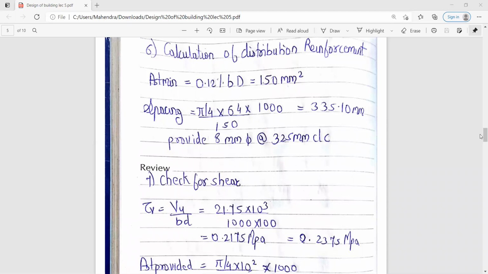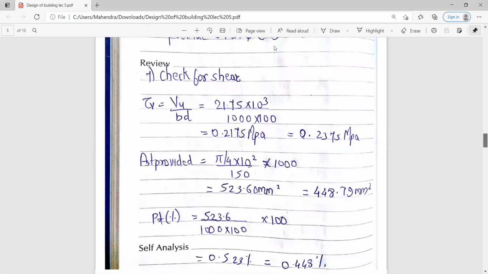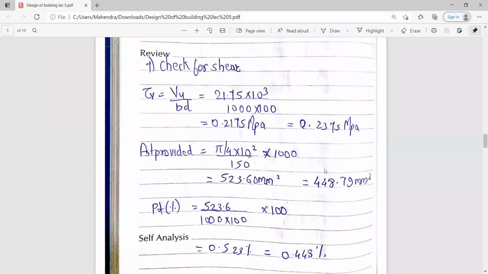Then you need to check for shear. Yes, anyone is having any doubt till step number 6? I hope everyone understood. Yes, any doubts? Same steps we are going to repeat as we had done in the last two sums. Because in flooring system, mostly these types of problem are only coming in your exams.